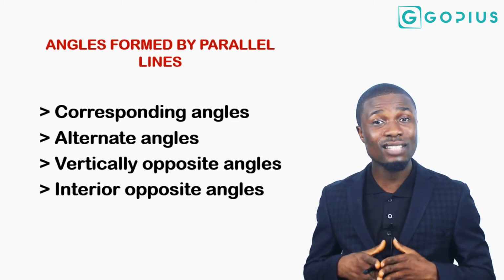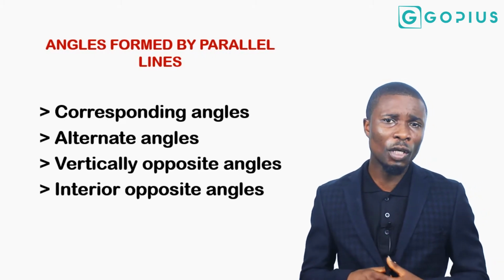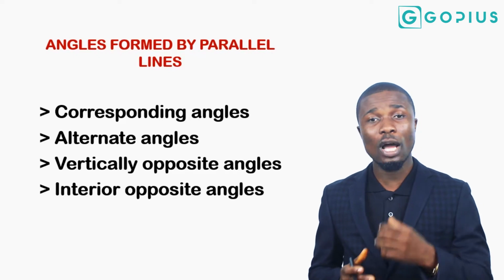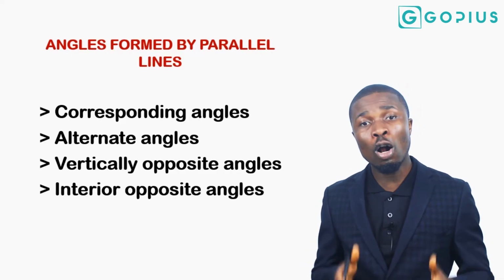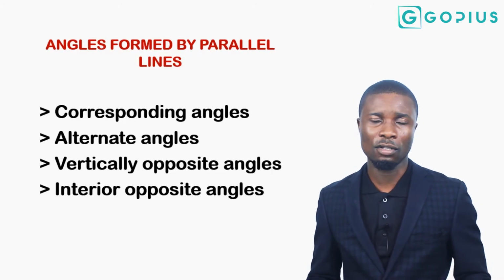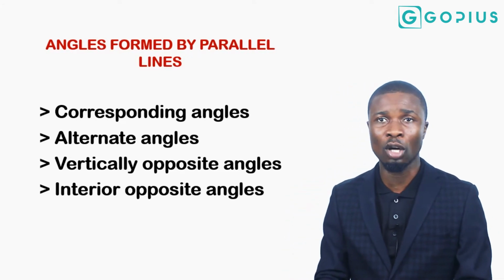Some of these angles can be formed as far as parallel lines are concerned. And on your screen you can see that we are going to have angles called complementary angles. We are going to have angles called alternate angles. We are going to have angles called corresponding angles, and of course we are going to have vertically opposite angles. So let's see how this is done.